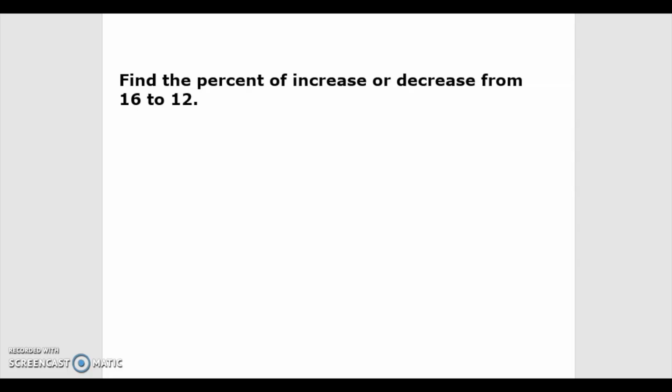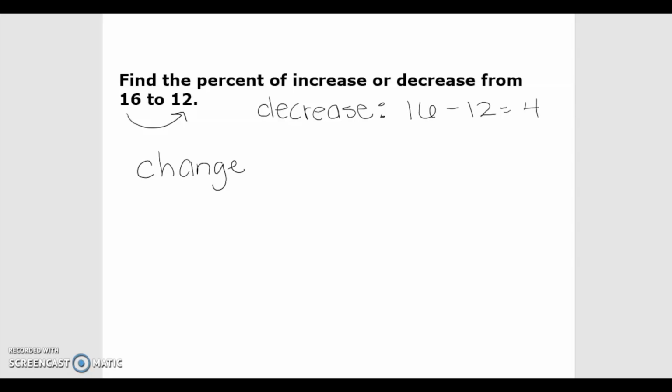So if we look at our first example, we're deciding whether it's an increase or a decrease. Because it went from 16 to 12, we are decreasing. So the amount has gone down. And the first thing we want to figure out is how much did it go down? So we would subtract the original minus the new, and we see that we have a decrease of 4. So we're going to set up our proportion, and our proportion is the amount of change. How much did it decrease compared to the original amount?